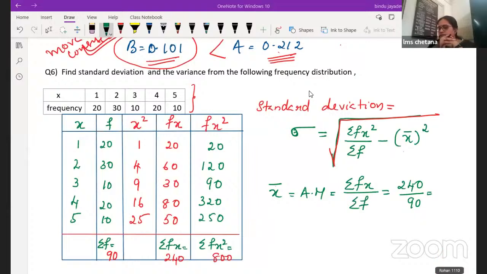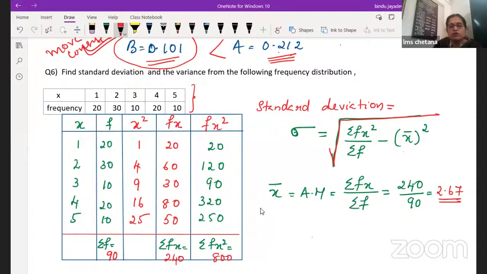Yes, Mansi, correct. Those who are on YouTube, I'm looking at your answers. Just continue. 2.67. All are getting the answer 2.67, that is x bar equal to 2.67. Always write 2 digits after the decimal, minimum.